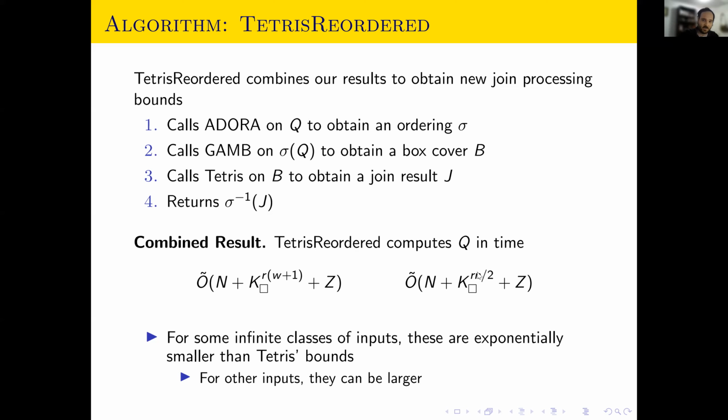Now, by applying a different bound from Tetris, we get a second bound where the W plus 1 factor in the exponent is replaced by N over 2, where N is the number of attributes in the query. So for some infinite classes of inputs, these are exponentially smaller than Tetris's bounds. But it's important to note that for some inputs, they can also be larger. So they are not smaller for all inputs.